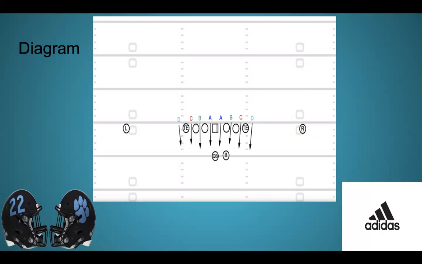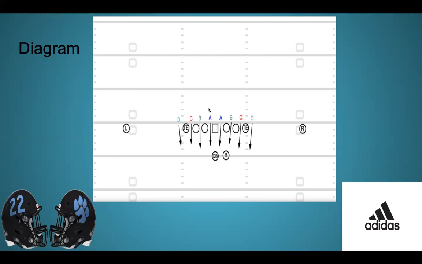So to start, we have the center, the one who snaps the ball. To the left and right of him are the guards, right? That's the offensive line position, offensive guards. So the A gaps are between the center and the guards. Notice there's a left A gap and a right A gap. Between the center and the left guard is the A gap to the left, and between the center and the right guard is the A gap to the right.